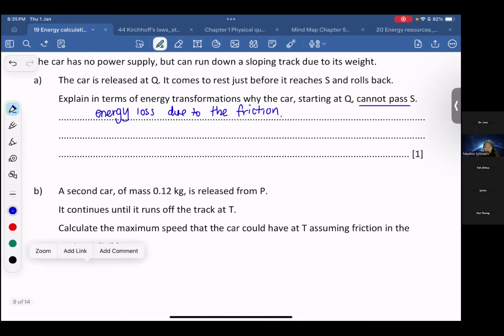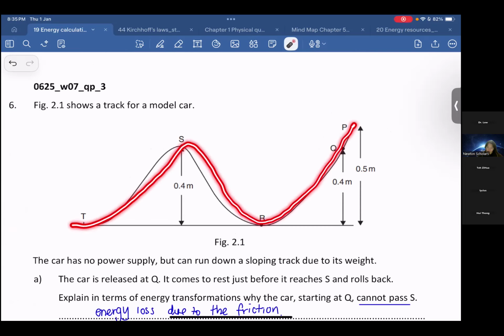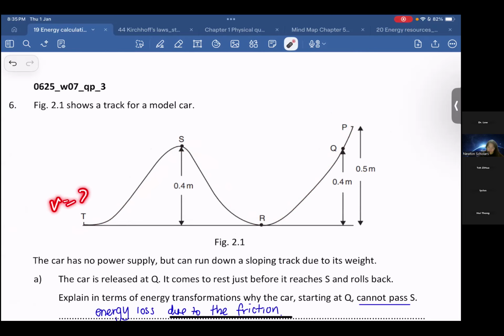A second car of mass 0.12 kg is released from point P. Okay, a second car is here, going down. It continues until it runs off the track at T. Calculate the maximum speed that the car could have at T. So what is the maximum speed here?